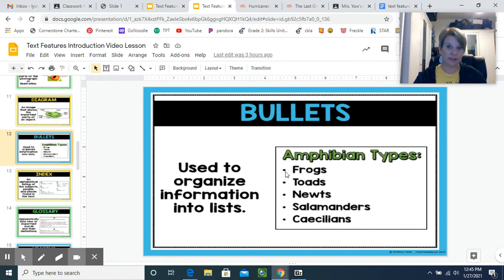So when you see a bullet, you're going to usually see a dot. Sometimes your bullet might be a number, sometimes it might be a square, but each new thing in your list is going to have some kind of marker in front of it to show that it's a part of your list, and that's a bullet.